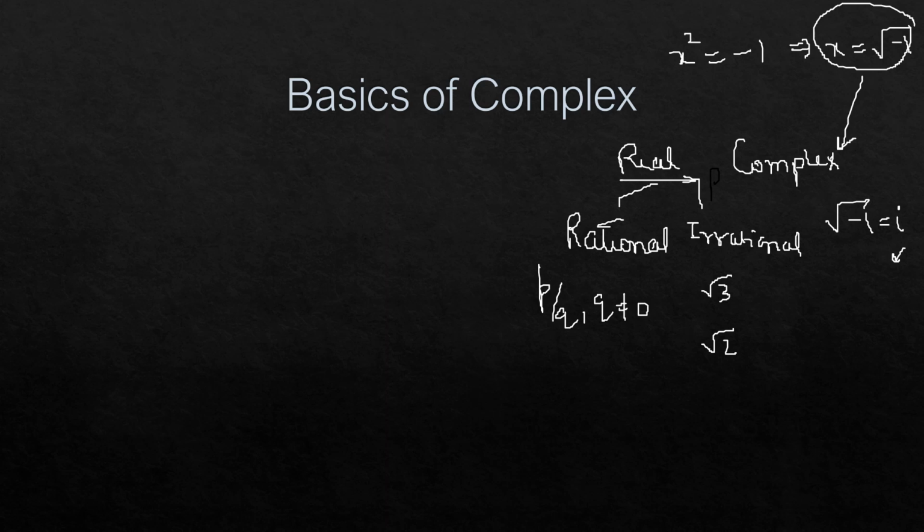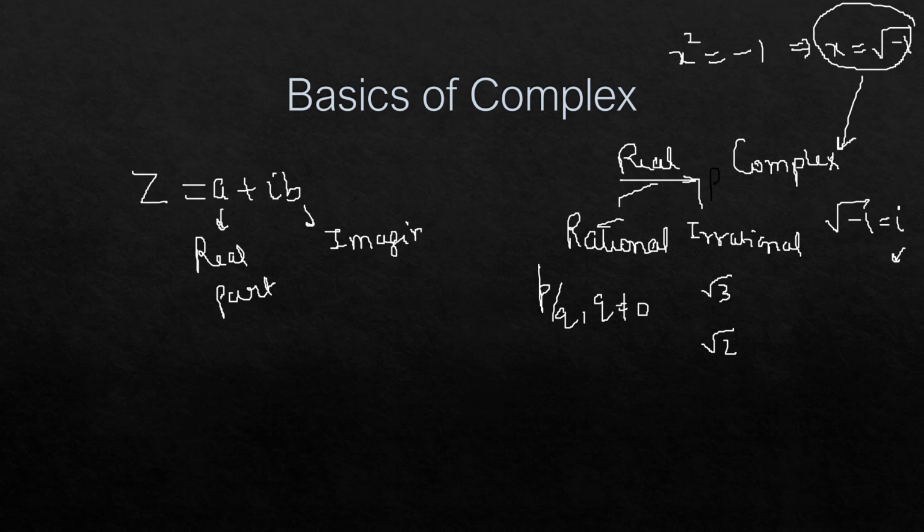Now if I write z as a plus iota b, z is a function and it is a plus iota b. Here a is the real part and whatever is associated with iota, that is b, that is imaginary.